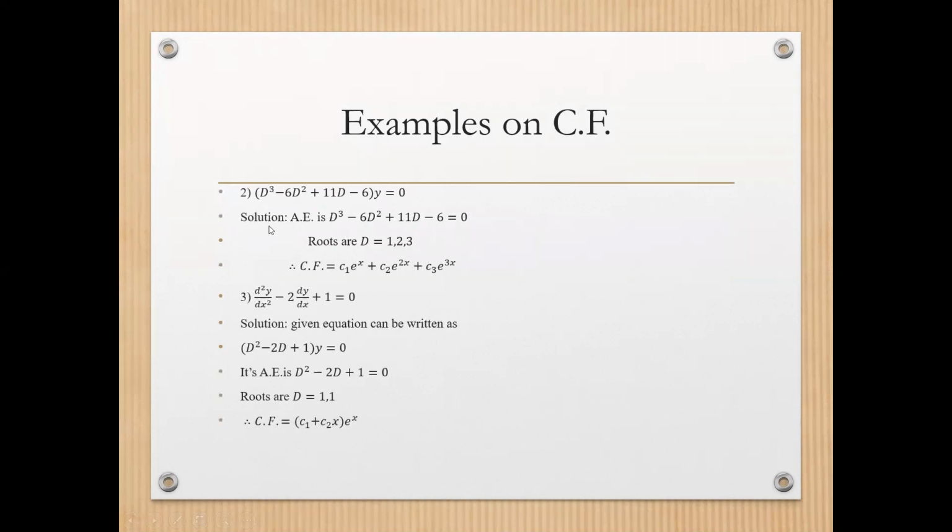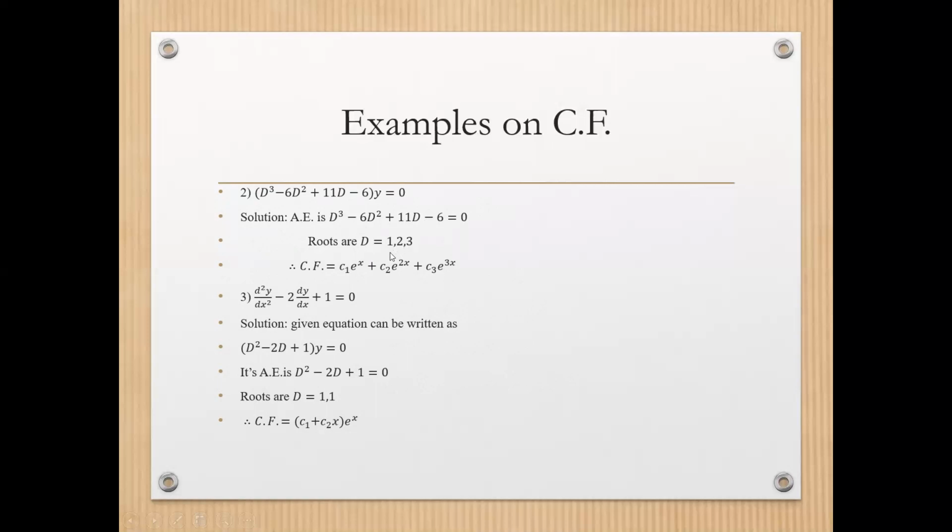Solution: find its auxiliary equation. Auxiliary equation is f of D is equal to 0. What is f of D? D cube minus 6D square plus 11D minus 6 is equal to 0. Find its roots by using calci. We get D as 1, 2, 3. See here, 1, 2, 3.